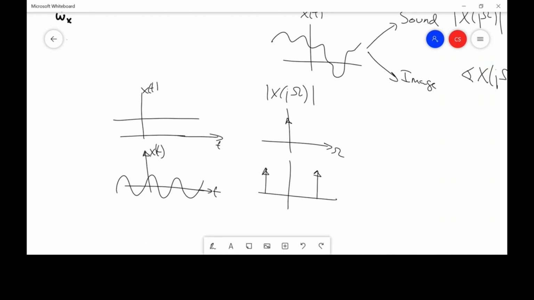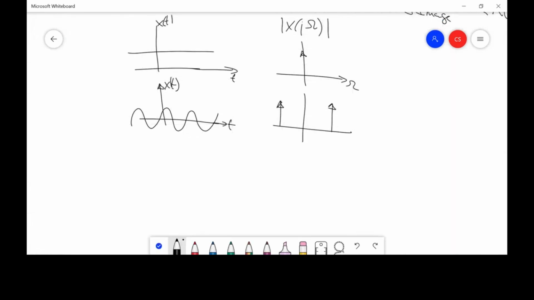What about the following? Now we have one that is a delta. So this is x of t all the time. This is t. This is the Fourier transform of a delta. This is a constant. Okay, the modulus is a constant. So we start to see the pattern.